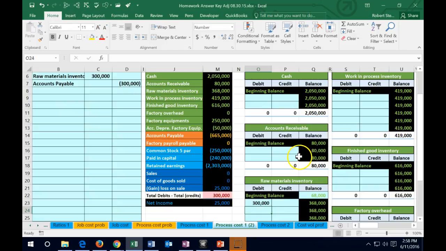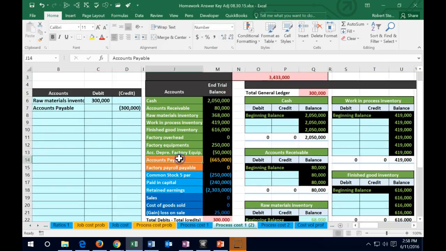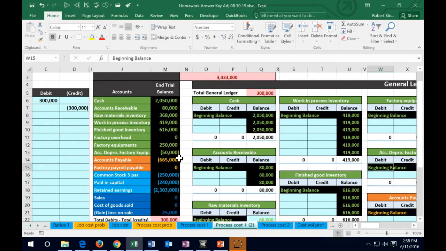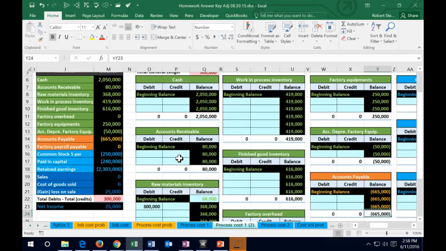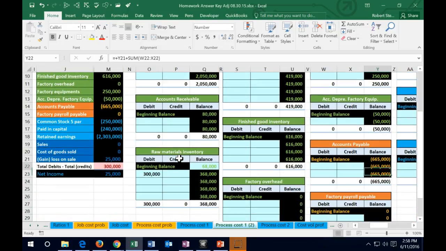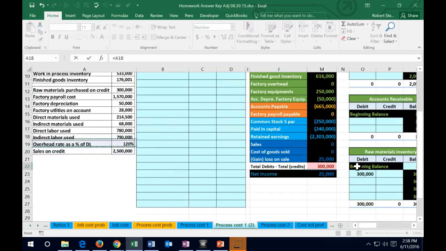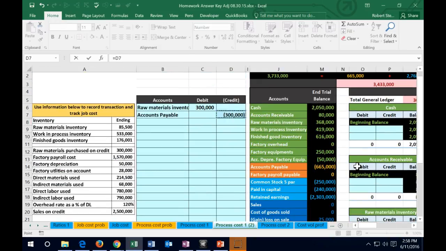The next one is accounts payable. That's going to be the first orange account down here. So it's in the same order on this side. So the first orange account is right there. So it's going to be a credit. So I'm all the way over here in cell X22. X22 right there. I'm going to say equals, and then scroll over till you can see it, and then go into the 300,000 credit and enter.